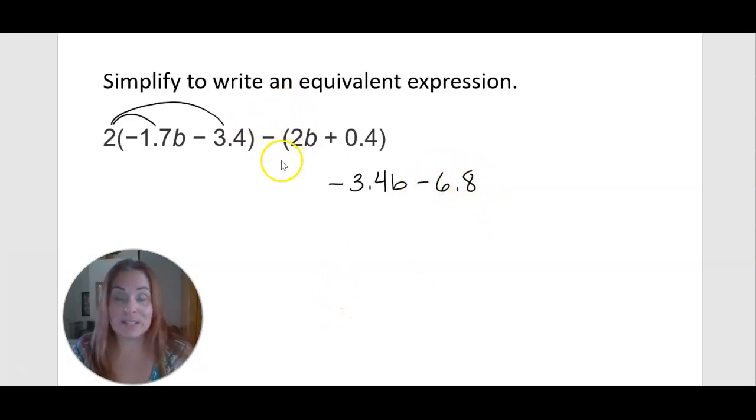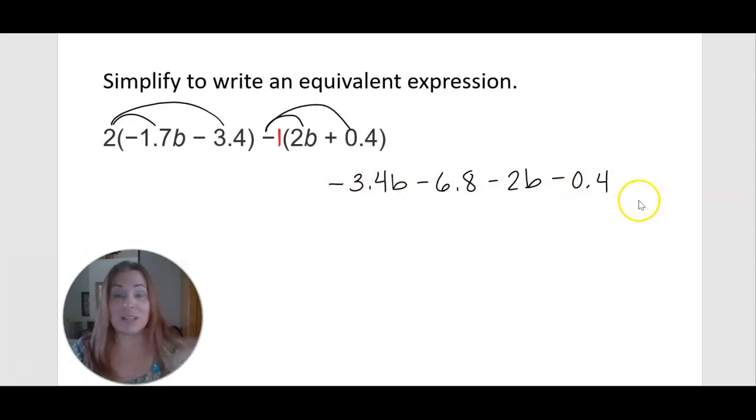Now remember what we did in the last lesson. We have a minus in front of the parentheses. So we're going to write in our 1 and we're going to distribute a -1. So -1 times 2b is -2b, and -1 times 0.4 or 4/10 is -0.4. Now we've got a lot of subtraction happening here, but remember, we can rewrite this whole thing as addition. So that's what I'm going to do next.